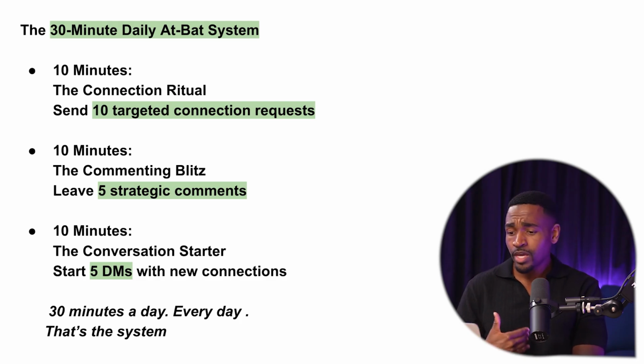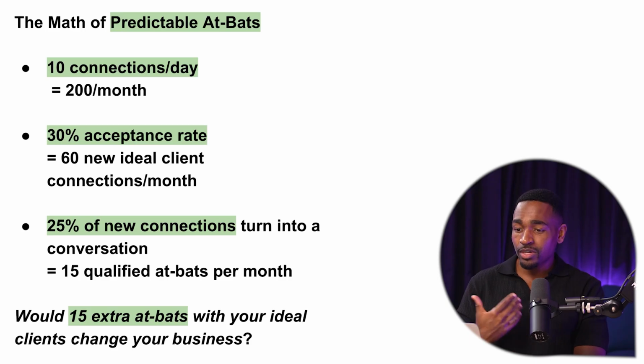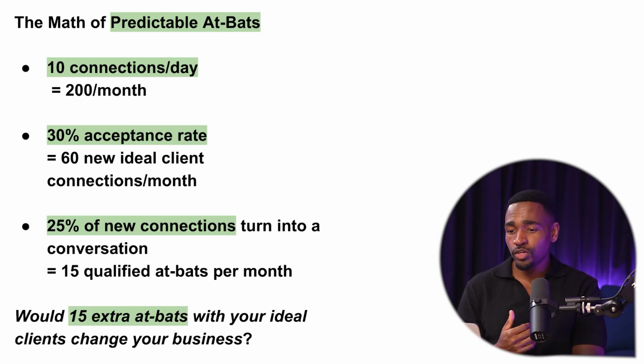Now that's the system. You can see 10 connections, 5 comments, 5 conversations, and 30 minutes a day. Do this each and every day, and this is how you can manufacture more at-bats. Now, if we look at the math, because this is where it really can get exciting for you, this is how you turn hope into an actual formula.